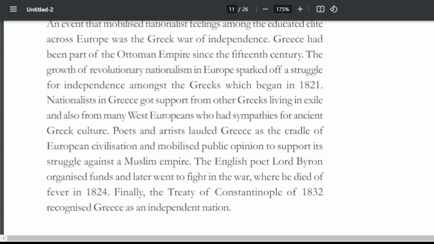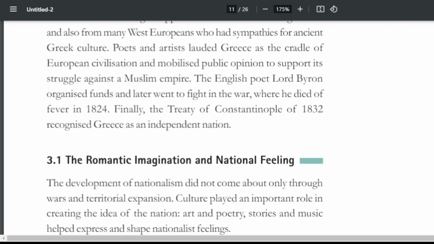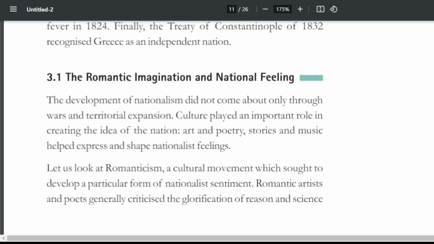Poets and artists lauded Greece as the cradle of European civilization and mobilized public opinion to support its struggle against a Muslim empire. The English poet Byron organized funds and later went to fight in the war, where he died of fever in 1824. Finally, the Treaty of Constantinople of 1832 recognized Greece as an independent nation. The romantic imagination and national faith.